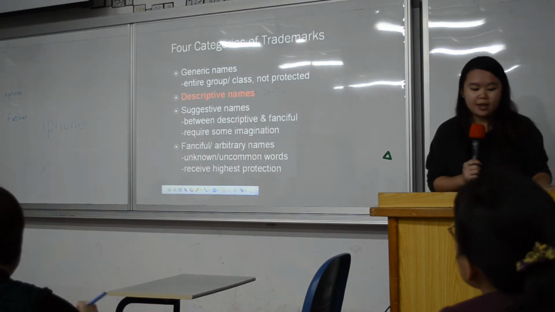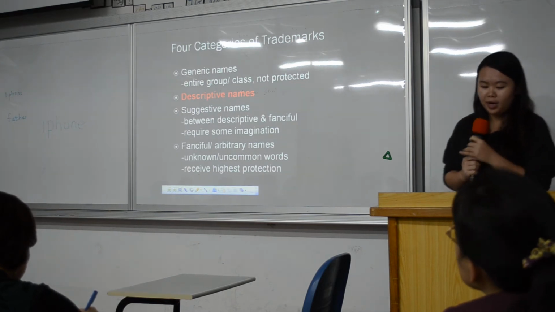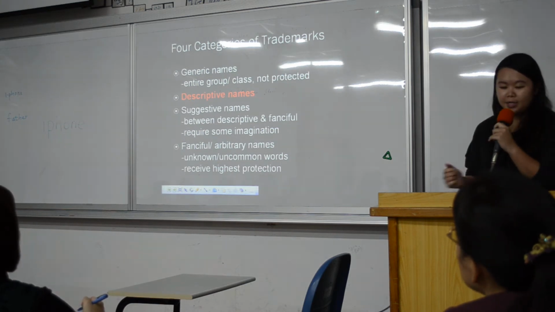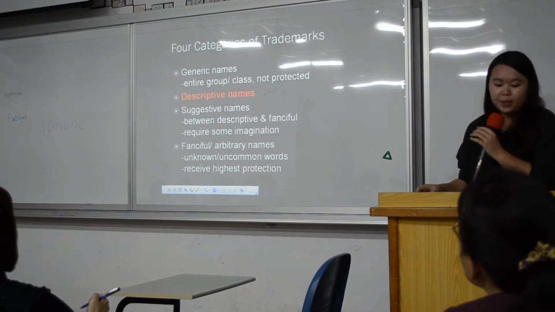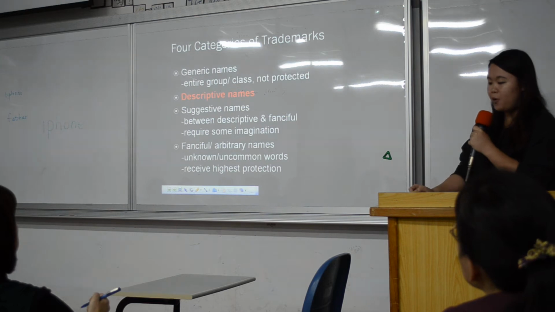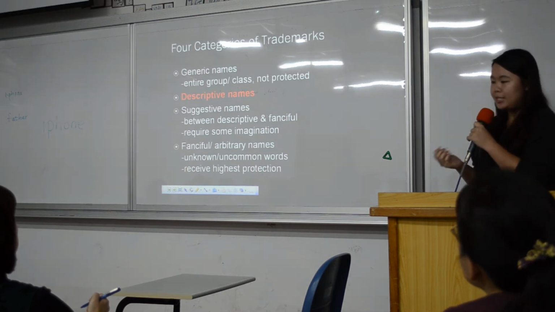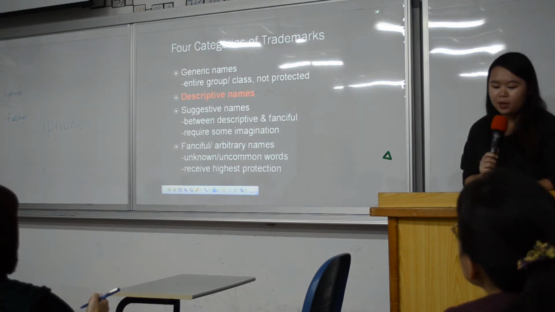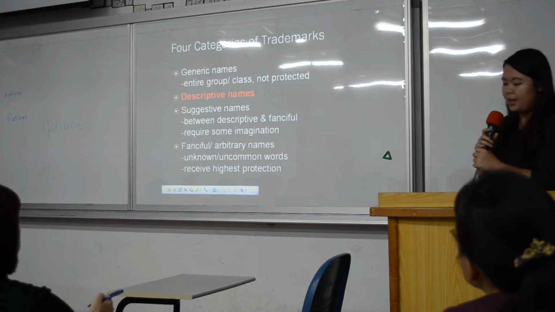And then next I'm going to explain the 4 categories of trademarks. The first one is generic names. It contains the entire group or class. Because it's generic, it cannot be protected. For example, Coke is a generic name, but Pepsi Coke is not. It's specific. Then the second one is descriptive names, which I will explain later.